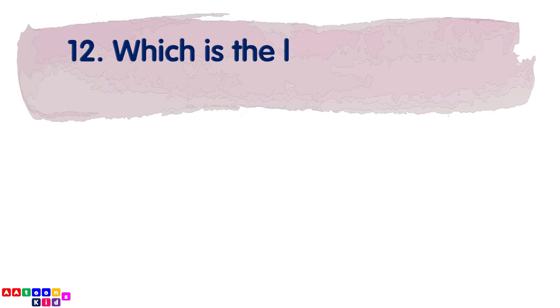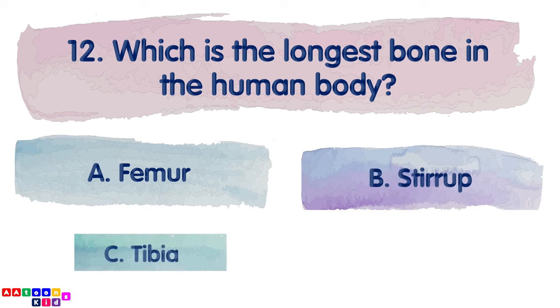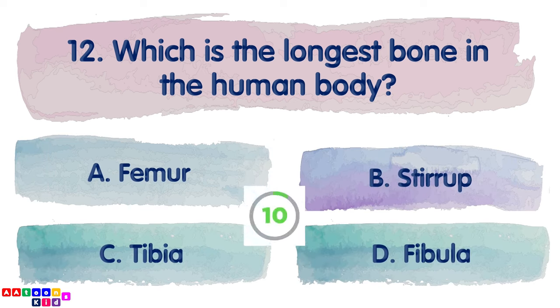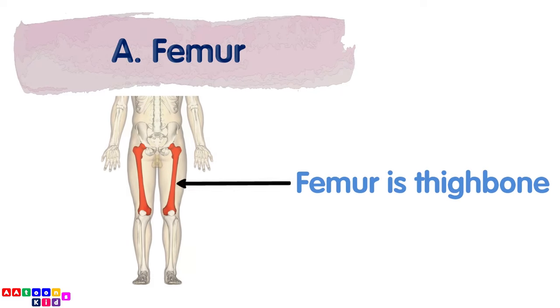Which is the longest bone in the human body? Femur. Femur is the thigh bone, and it is the longest bone in the human body.